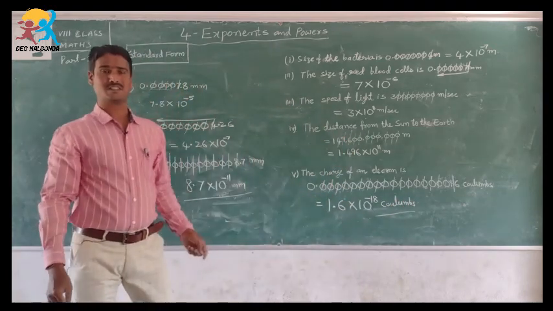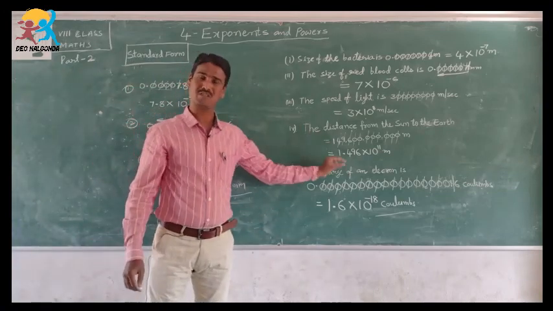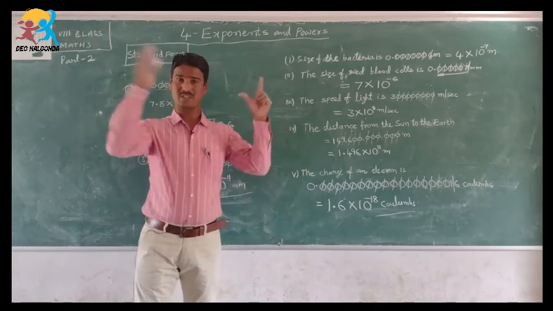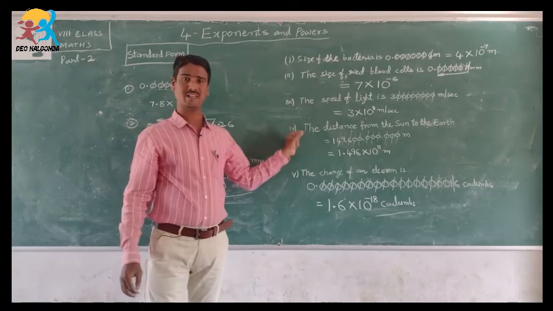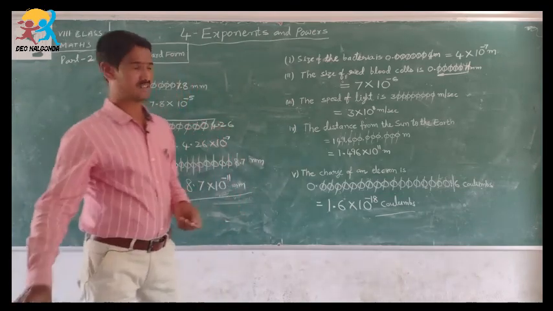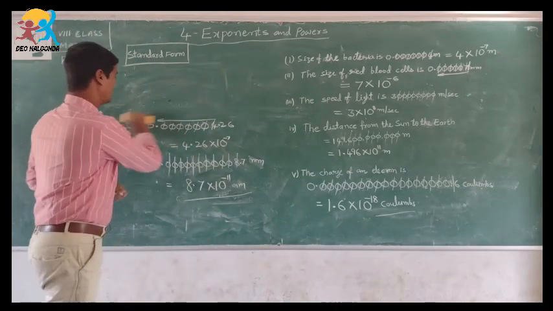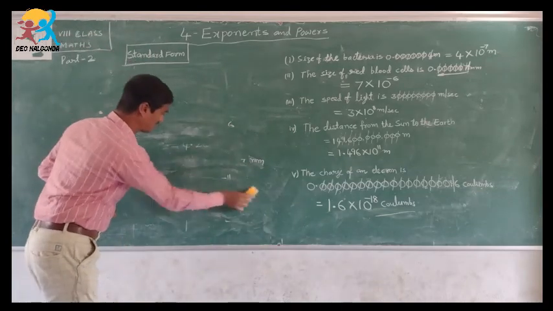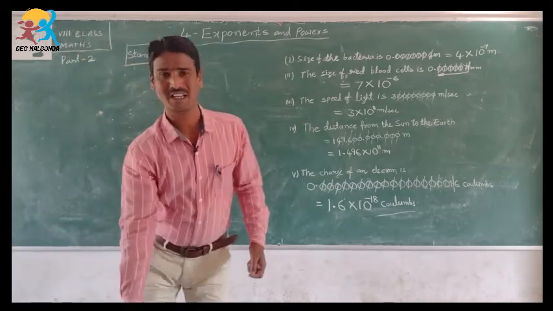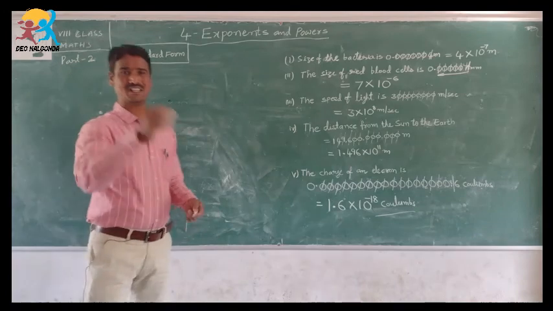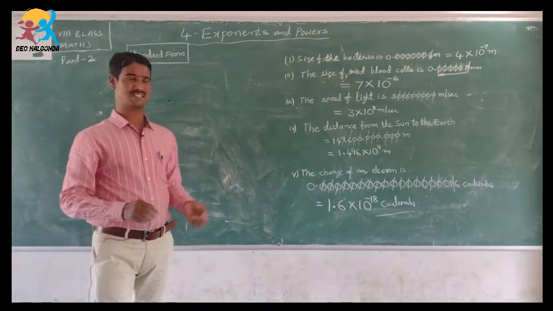Very easy, children. So my dear children, to write the smallest numbers and largest numbers using exponents and powers, very easily we can represent. This type of number is known as the standard form or scientific notation. Children, I would like to explain one problem here where students usually make errors.